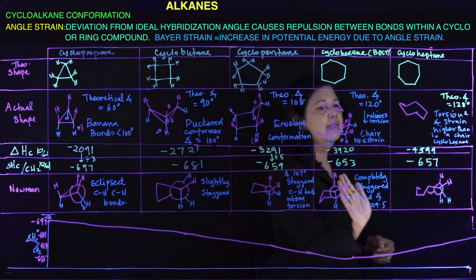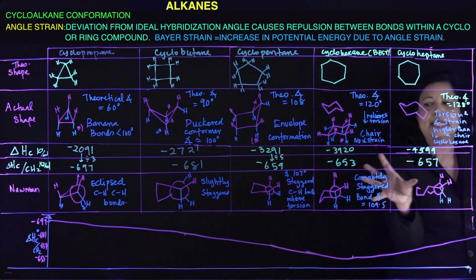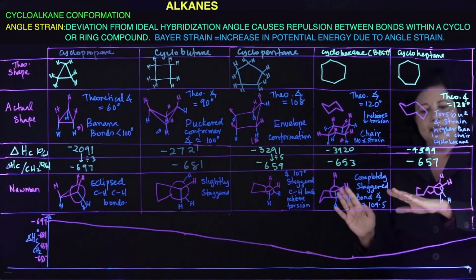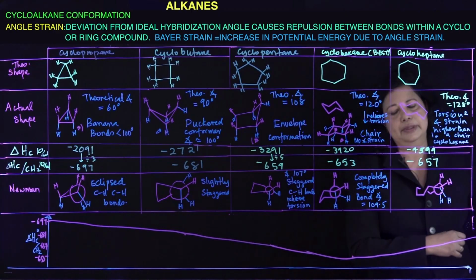And then as we go along, you can see that the perfect staggering that you see in a 6-membered ring is lost here. And so it gets a little uncomfortable and it keeps going up.